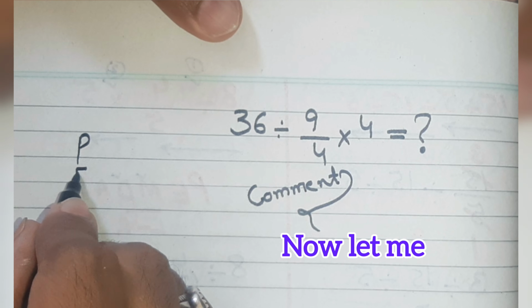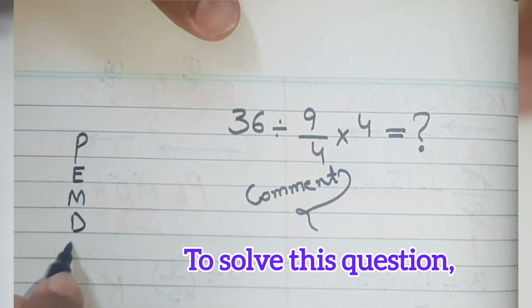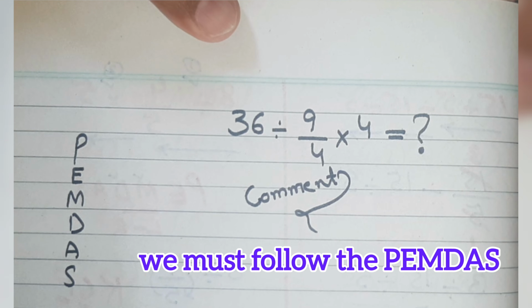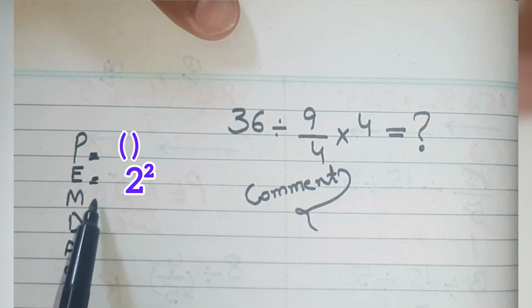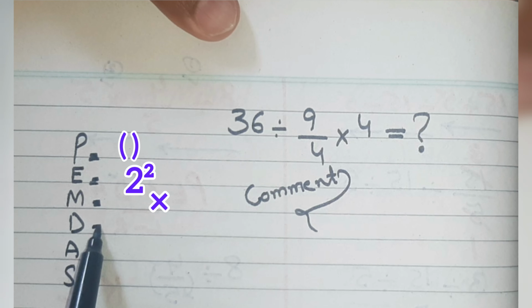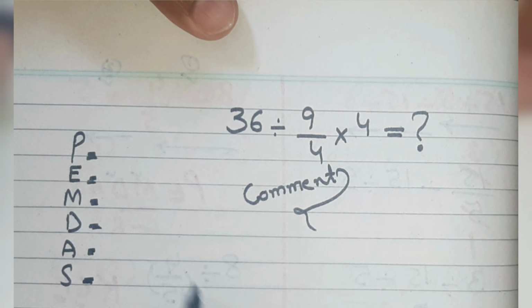All right. Now let me walk you through step by step how to solve this expression properly. To solve this question, we must follow the PEMDAS. In this rule, P stands for parentheses, E stands for exponent, M stands for multiplication, D stands for division, A stands for addition, and S stands for subtraction. All right.